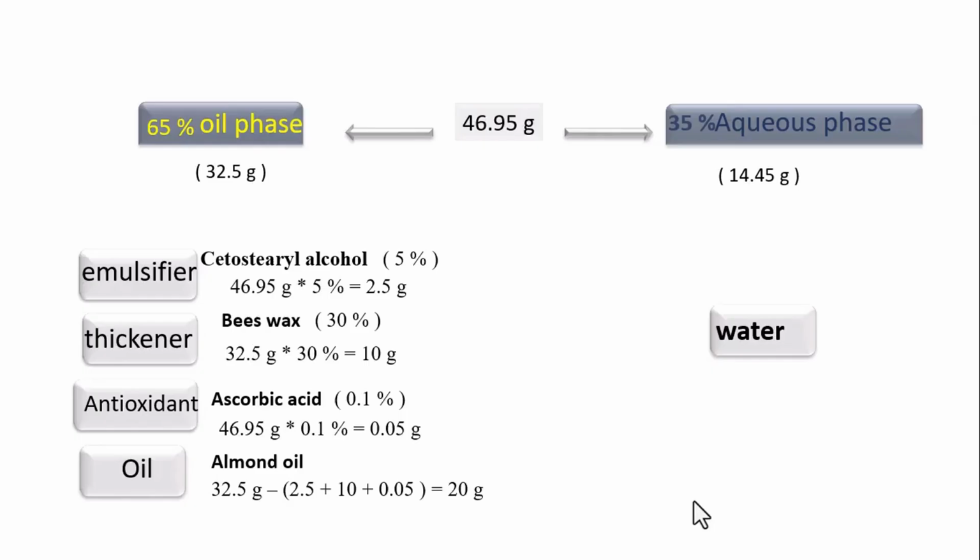And finally, we need to calculate our carrier oil or main oil. In this cream, we've decided to use almond oil. From the 32.5 grams that make up our oil phase, we subtract the emulsifier, thickener, and antioxidant. That leaves us with 20 grams.